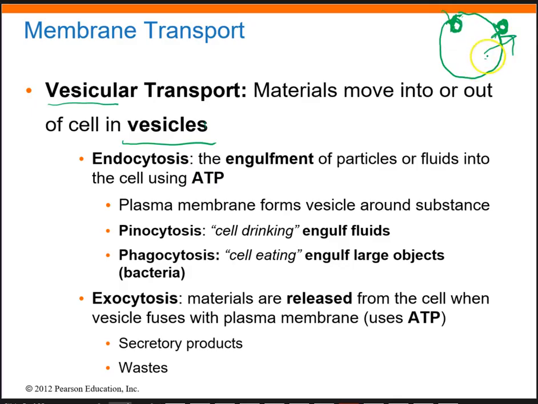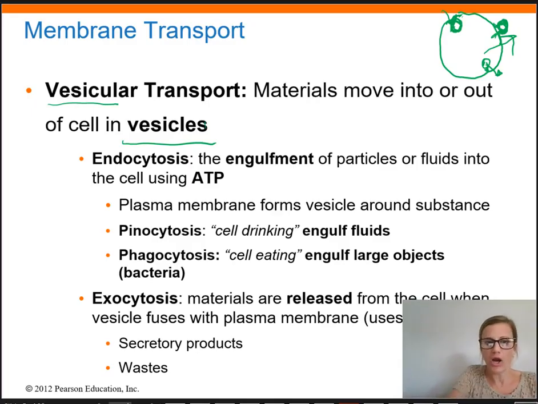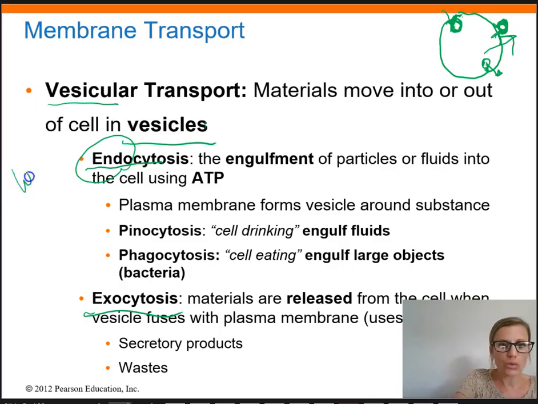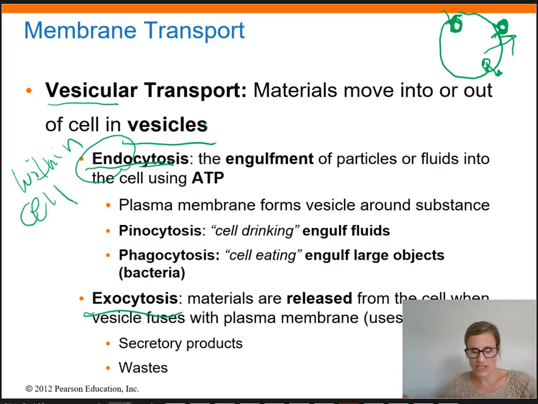And sometimes the vesicle, the little bubble itself, will just fuse with the membrane, and when it does, it'll dump its contents out. We'll see that as well. So the two major types of vesicular transport are endocytosis and exocytosis. So endo literally means within, and cyto means cell. So endocytosis literally is telling you within the cell. This is when we move things into the cell via a vesicle.